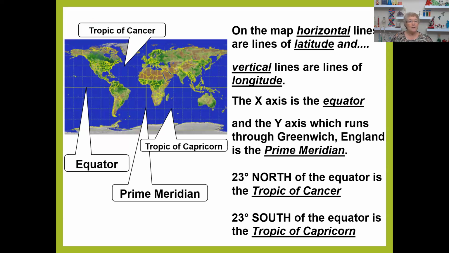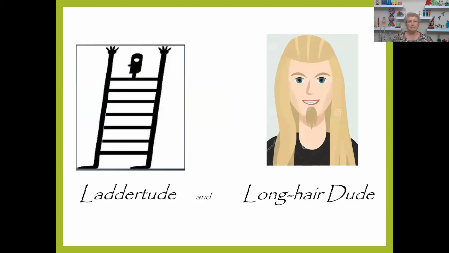One way that you can remember the difference between longitude and latitude is this cute little cartoon. We have latitude and long hair dude. The latitude is the ladder, the lines like the rungs on a ladder. Long hair dude goes up and down; his hair goes up and down. So longitude is long hair dude. Longitude lines go up and down. They're long, like his long hair. Latitude, those are the lines that go this way. Just a funny way to remember that.